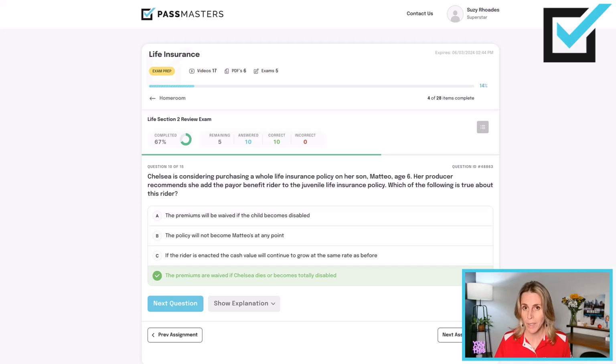If this rider is enacted, the cash value will grow more slowly if it is a cash value policy. The policy is just kept in force. The insurance company is not putting money in to the general account for Mateo.